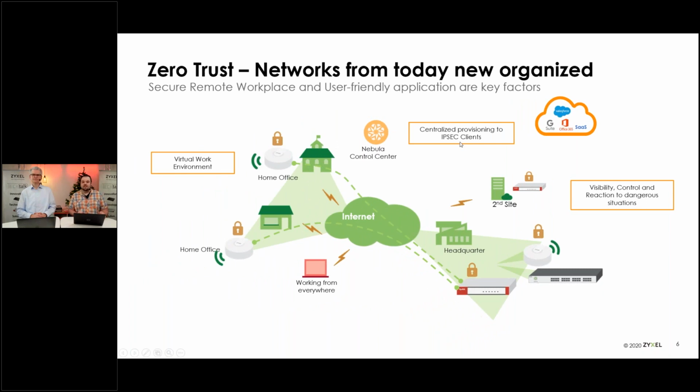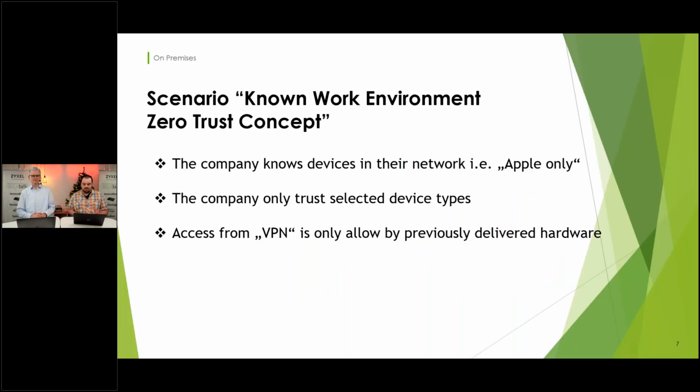We have centralized IPsec VPN clients, so you can control which VPN configuration you roll out to which clients, to which email addresses. And we have software as a service like Office 365, which is also part of your network. And all this together, we are calling a zero trust concept. So you need to secure every site you are bringing into your network, and you have different options to do that. And today, we are looking into the zero trust concept for known work environments.